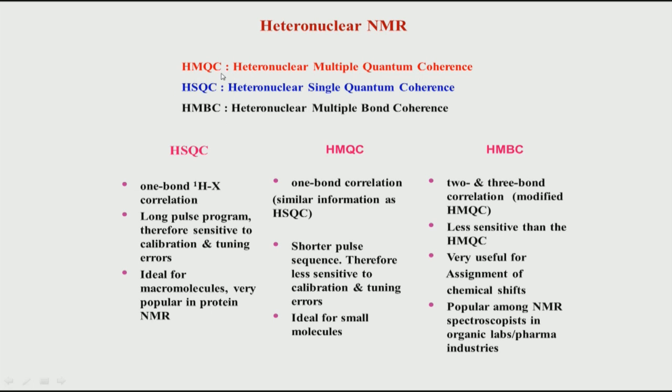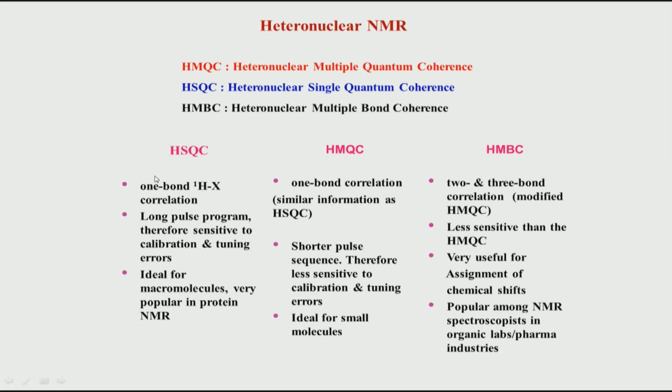You see the acronyms: HMQC stands for heteronuclear multiple quantum coherence, HSQC for heteronuclear single quantum coherence, and HMBC is a slight variation, it is heteronuclear multiple bond coherence. So, what are the advantages and disadvantages of these experiments? We can go through this here. What is the comparison, where do we use what?